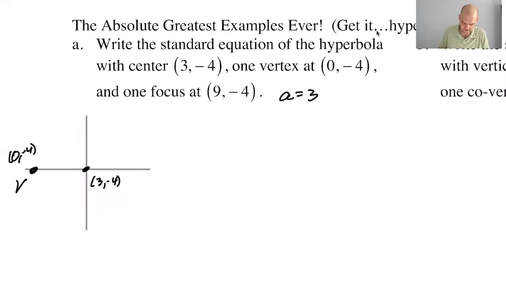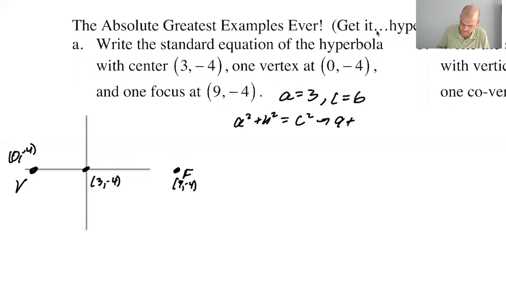And then a focus is at (9, -4). So (9, -4) would, based on what I've drawn, be probably over here. Because that's a focus, that means I know what c is. So c is the distance from here to here, and that distance is 6. So c is 6.